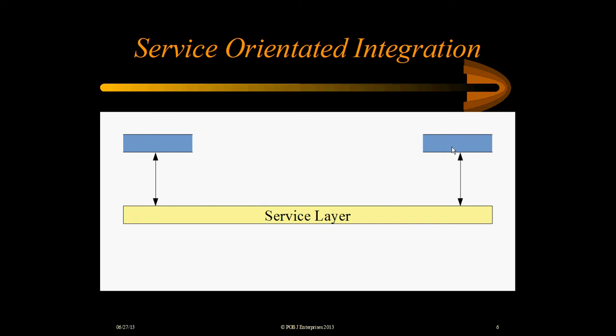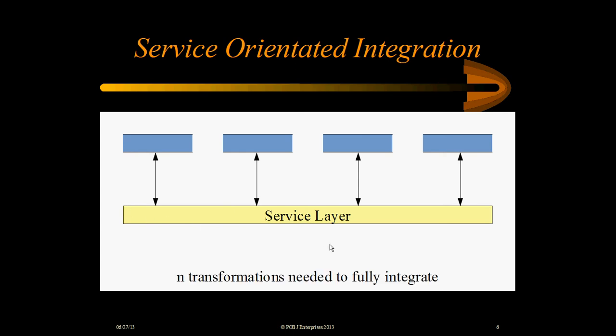But for right now, let's look and see what happens as we add interfaces to the mix. So when we add a third, we have 3 sets of transformations. When we add a fourth, we have a fourth. And you can clearly see this is a lot less complex than a point-to-point. In fact, in order to fully integrate a set of n data interfaces, you only need n transformations.